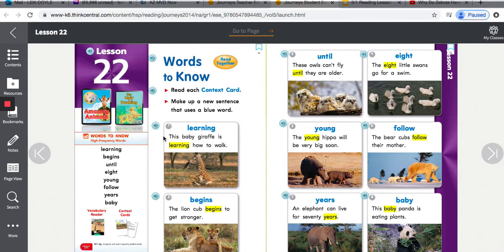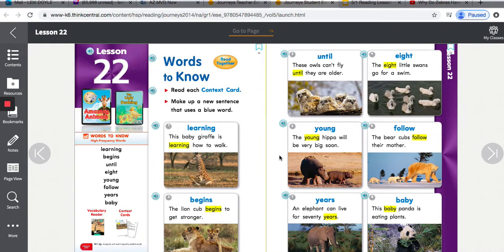Learning. This baby giraffe is learning how to walk. Box number 2. Begins. The lion cub begins to get stronger. Number 3. Until. These owls can't fly until they are older. Number 4. Eight. The eight little swans go for a swim. Number 5. The young hippo will be very big soon.